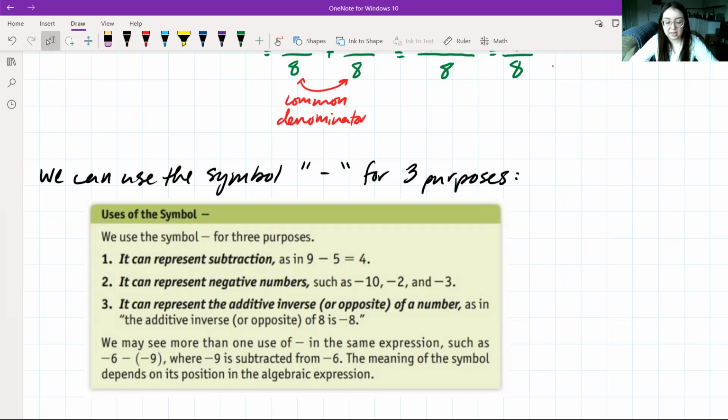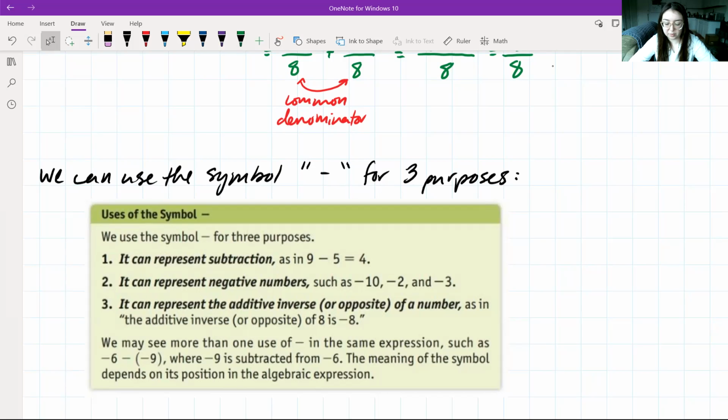It can also represent negative numbers. If we put this sign in front of a number, it signifies that this number is negative. So negative 10, negative 2, negative 3. And the third one, it can represent the additive inverse or the opposite of a number, as in, the additive inverse or opposite of 8 is negative 8.